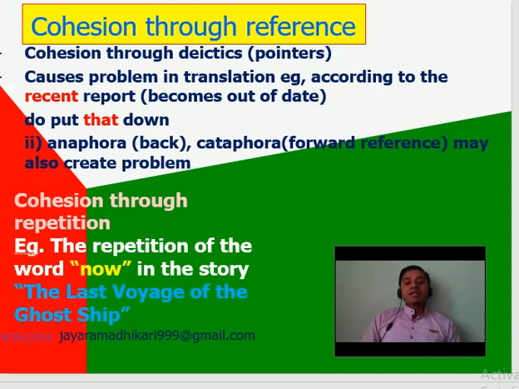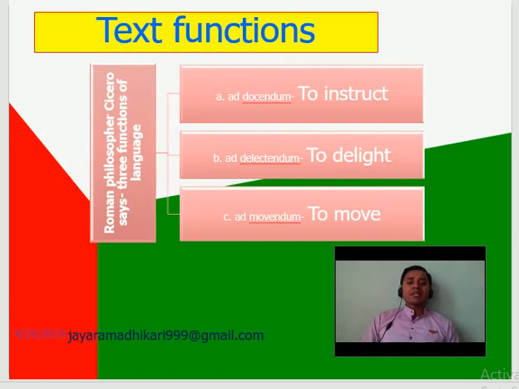Similarly, we can create cohesion through repetition also. For example, the repetition of the word "now" in the story The Last Voyage of the Ghost Ship, written by Gabriel Garcia Marquez. The repeated word may also create problems in translation.